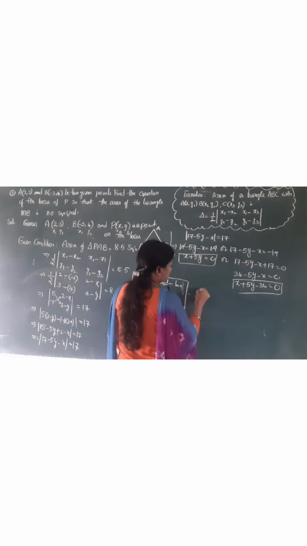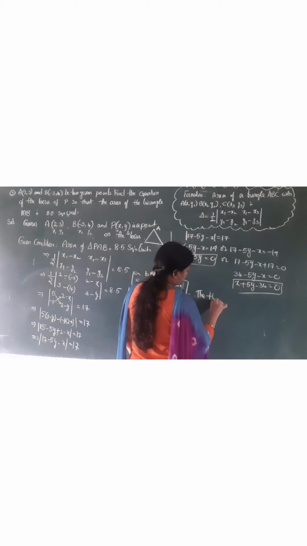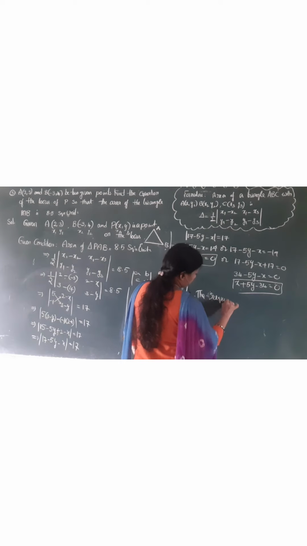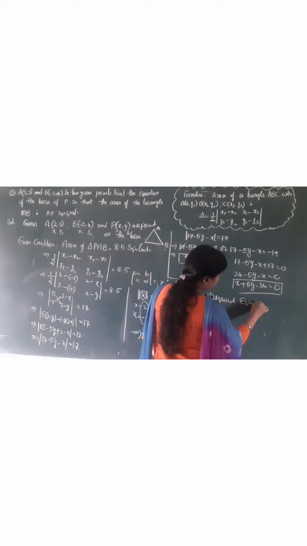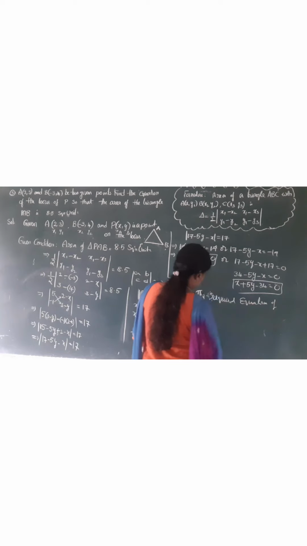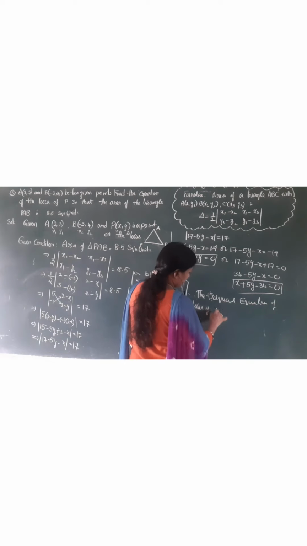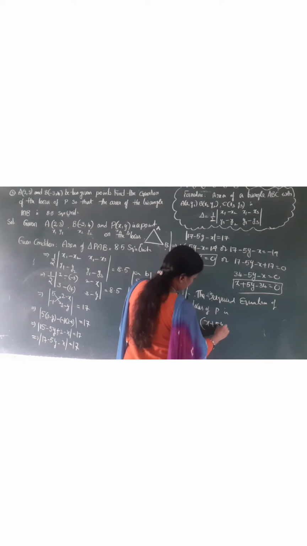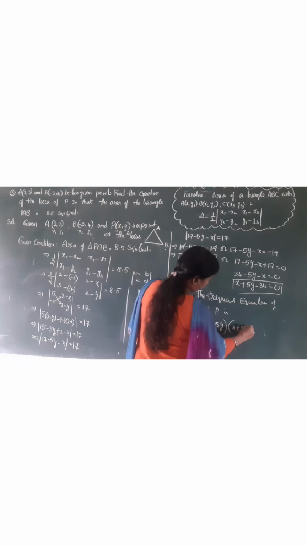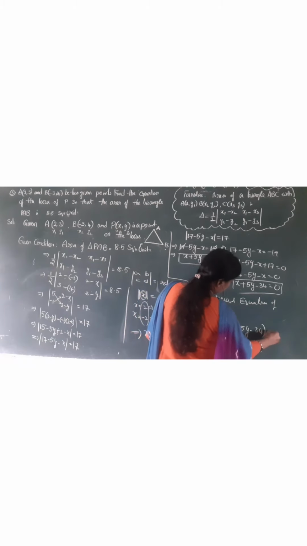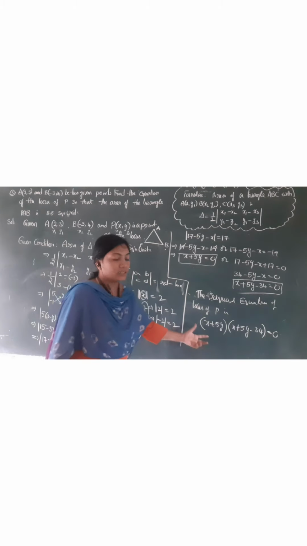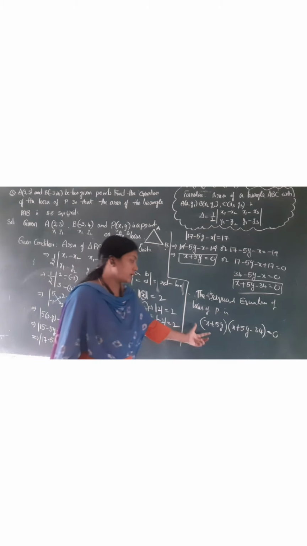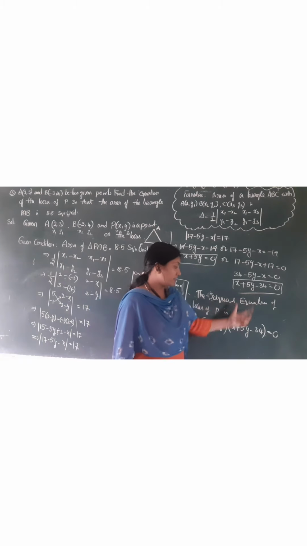Therefore, the required equation of the locus of P is the product of these two, which will give us the answer. x plus 5y into x plus 5y minus 34 is equal to 0. We have to take it in this way. The product of x plus 5y and x plus 5y minus 34 is equal to 0. This is an important question. Similar questions I will give you as work, you practice those too.